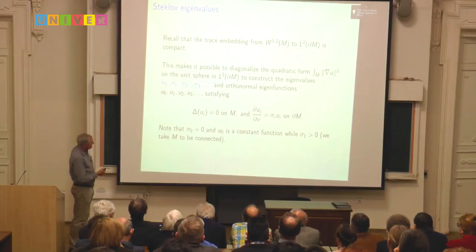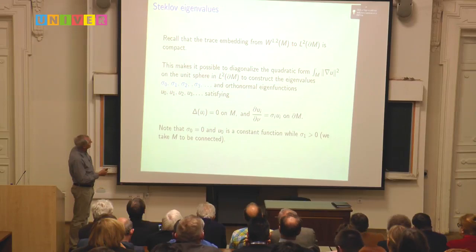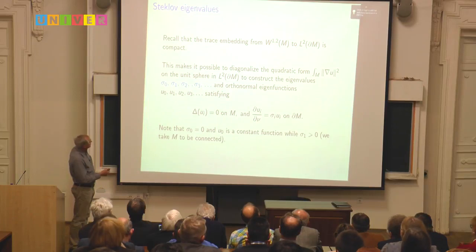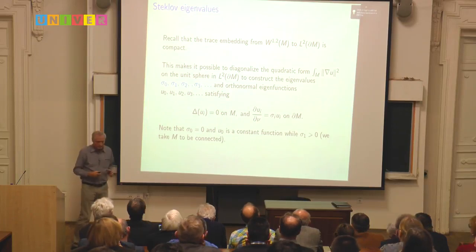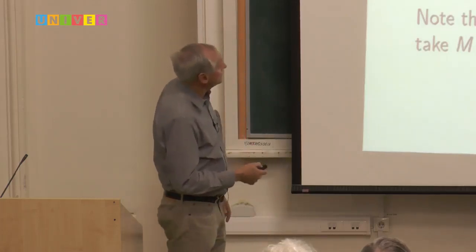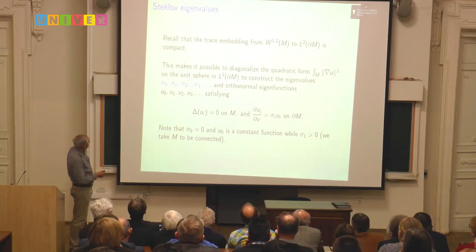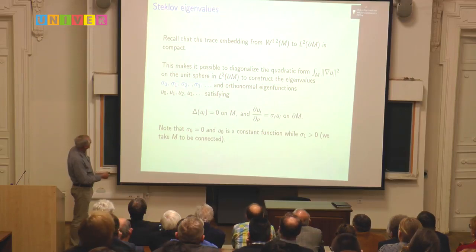Then there's a little bit of analysis involved. The fact that the spectrum is discrete is related to what's called the trace embedding. If you take a function which has finite Dirichlet integral, in W^{1,2}, then the restriction map on the boundary to L2 is a compact operator. Using that, you can show that the operator in fact has a discrete spectrum. I'm going to denote its eigenvalues by sigma, for Steklov. These are Steklov eigenvalues. Again, there's a trivial eigenvalue, sigma naught, that's actually zero. And then the others are positive, sigma 1, sigma 2, et cetera.